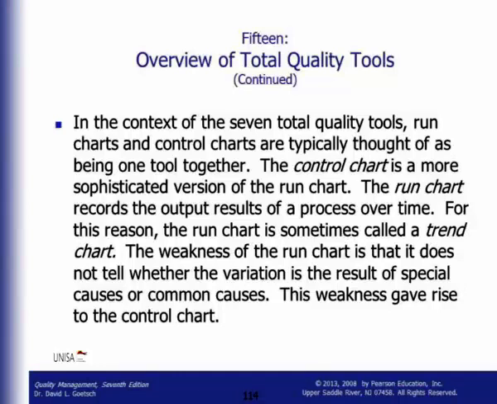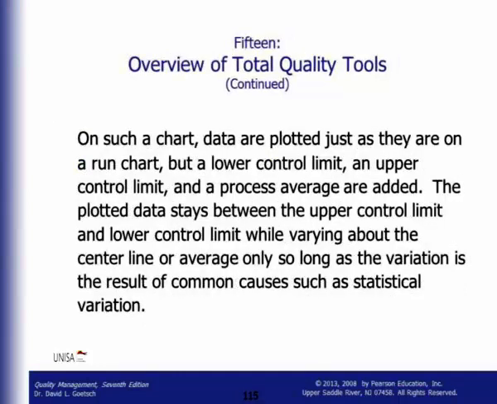The weakness of the run chart is that it does not tell whether the variation is the result of special causes or common causes. This weakness gave rise to the control chart. On such a chart, data are plotted just as they are on a run chart, but a lower control limit, an upper control limit, and a process average are added. The plotted data stays between the upper control limit and the lower control limit while varying about the center line or average only so long as the variation is a result of common causes such as statistical variation.